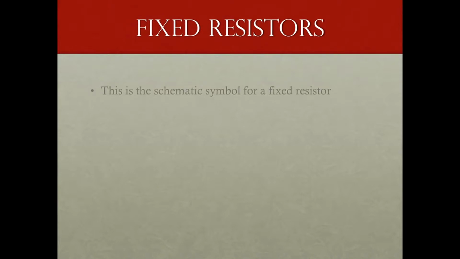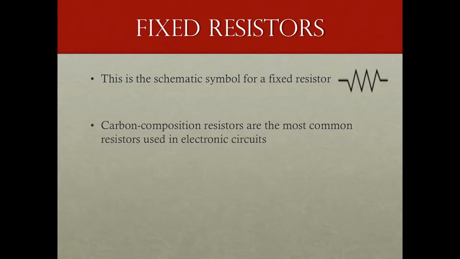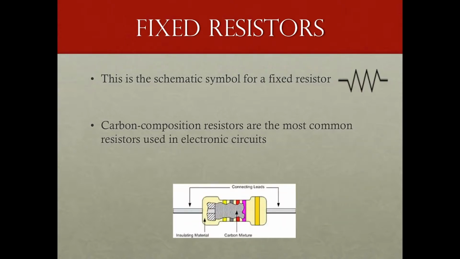Now fixed resistors, this is a schematic that you'll see on a diagram where you're going to build something. You'll see that is the schematic symbol for a fixed resistor. Carbon composition resistors are the most common type of resistors that are used in electronics. And you can see the design there. They're very simple, a carbon mixture and insulating material with the connecting leads.